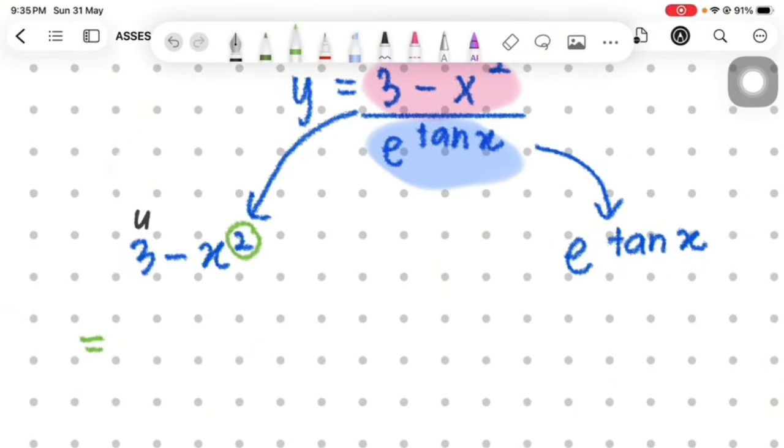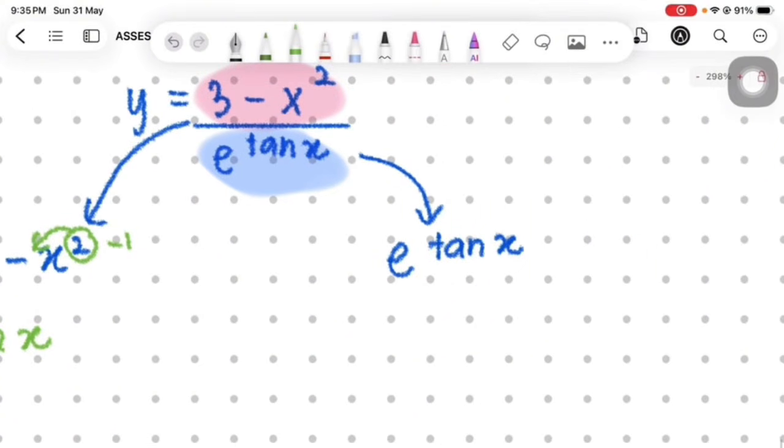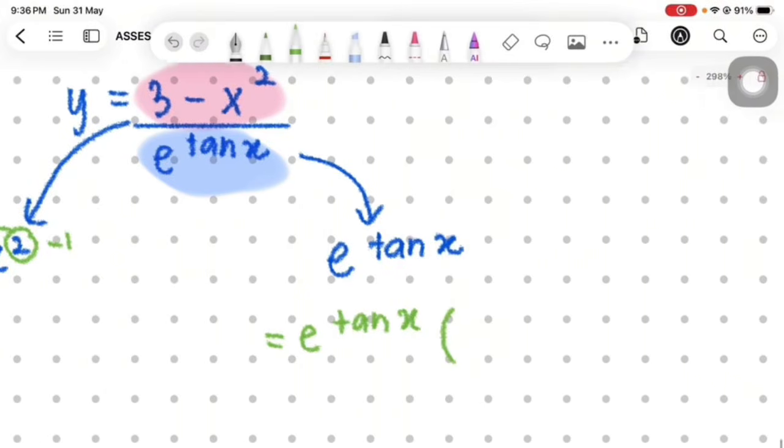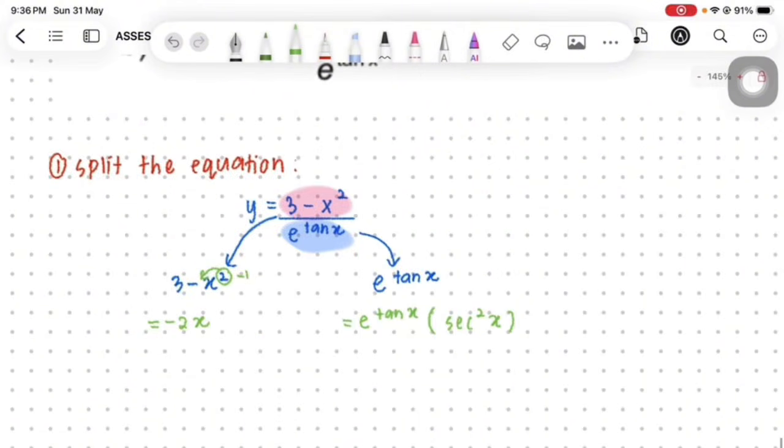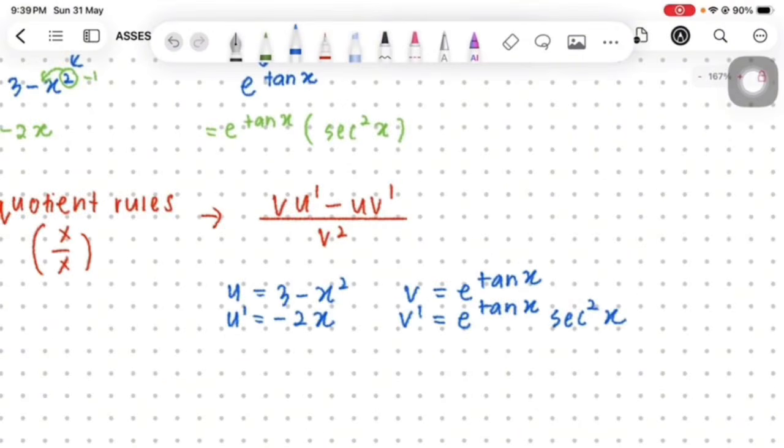Our numerator is u, 3 minus x squared. Differentiating this is straightforward. The constant 3 becomes 0 and x squared becomes 2x, so u prime is negative 2x. Our denominator is e to the tan x. To differentiate an exponential function, we copy the function as it is and multiply it by the derivative of its exponent. The derivative of tan x is sec squared x. Therefore, v prime equals e to the tan x times sec squared x.